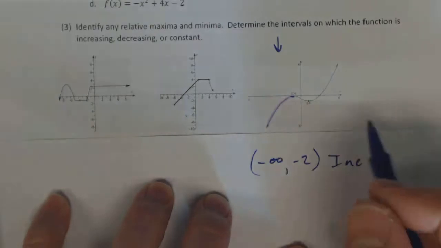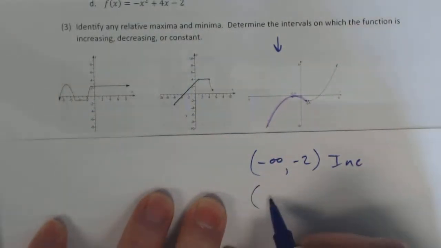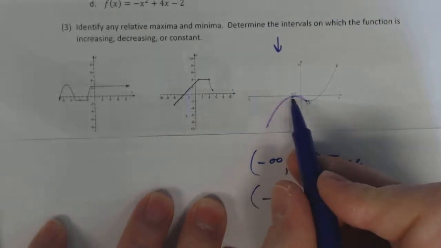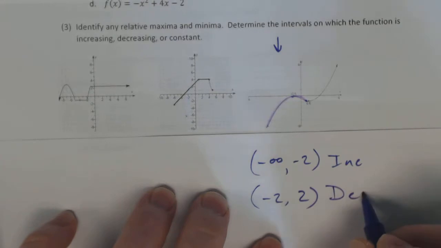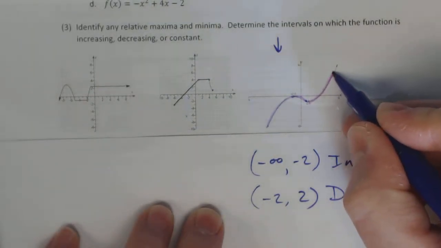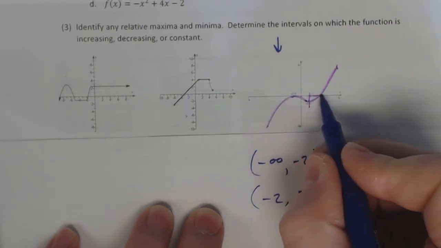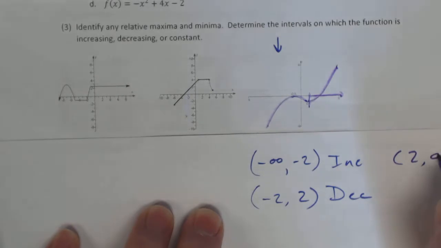All right, now here I'm going to go down, so what about this decreasing part? It's from -2, and then right there the x value is 2. Decreasing. Then it's going to start increasing again from 2 to infinity. So it's increasing again, 2 to infinity.